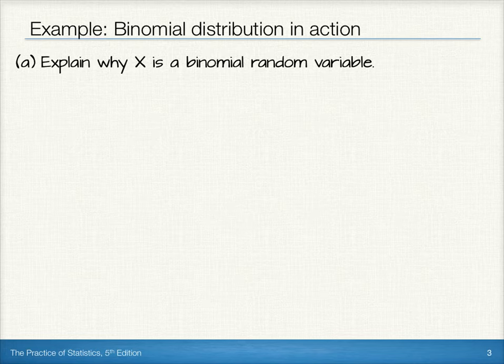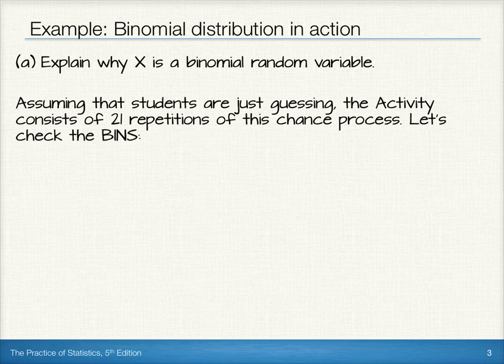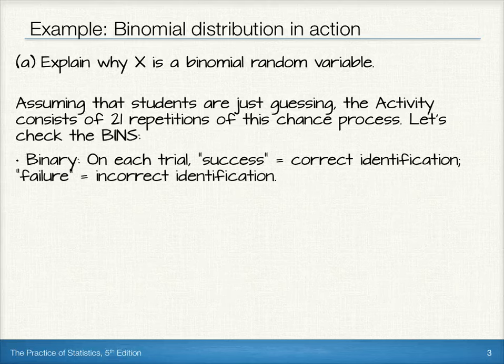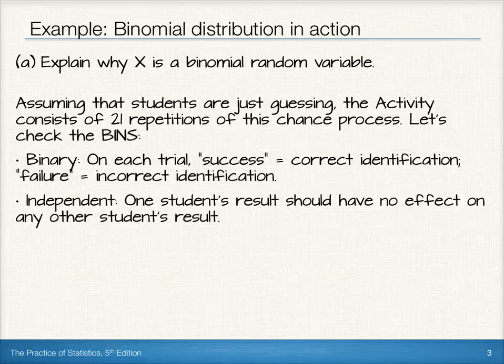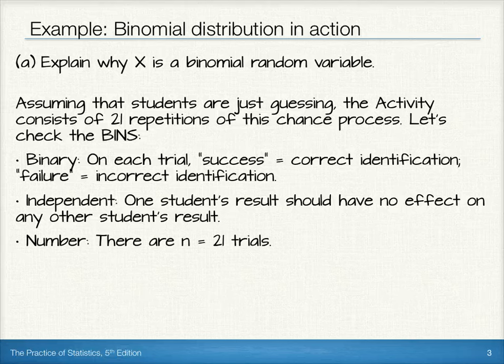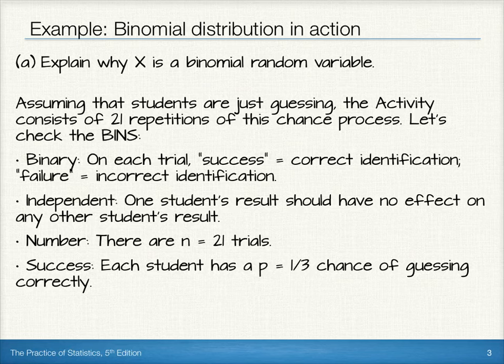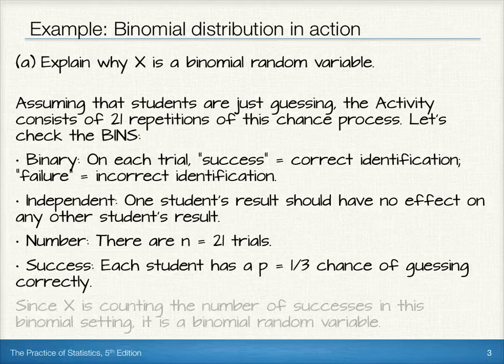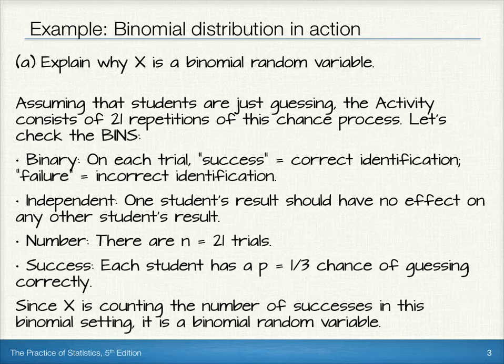So first, let's take a look at why X is binomial. Well, assuming the students are just guessing, the activity consists of 21 repetitions of the chance process. So let's check the BINS. Binary is met because on each trial, success would be a correct identification and failure would be incorrect identification. One student's result should have no effect on any other student's results, so they are independent. There are n equals 21 trials, so our number is met. And each student has a probability of 1/3 of guessing correctly, so success is met. Since X is the number of successes in this binomial setting, it is a binomial random variable.